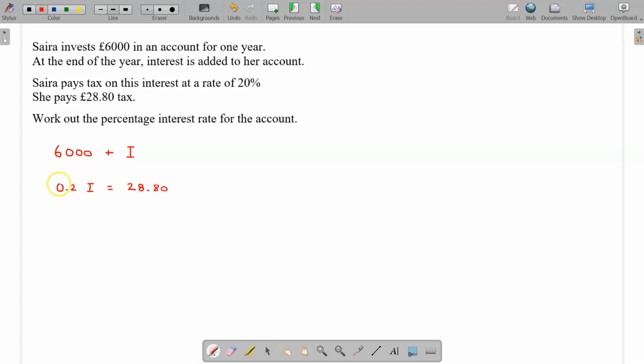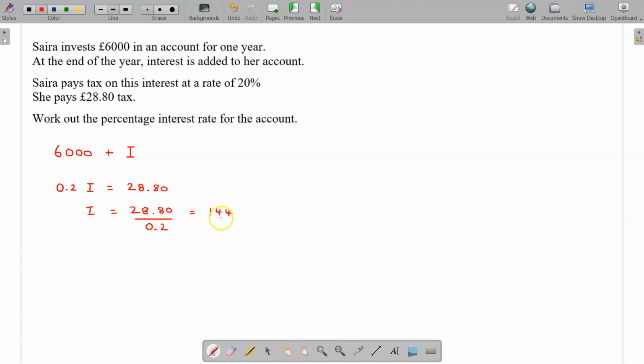Okay, now if we divide both sides by 0.2, I would be 28.80 over 0.2, which of course is the same as multiplying it by 5, and that would give you 144. £144. So the interest is £144.